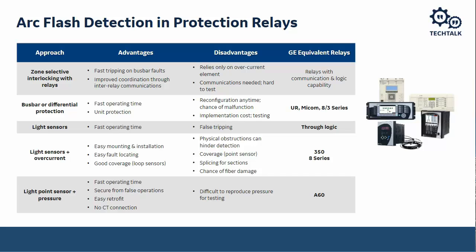Light sensors look for that initial light. They can see that light and operate quickly. Downside is that they can have false tripping if they're not supervised by anything. So we can supervise them with an overcurrent element. That makes them more secure, but there are additional sensors, so sometimes they are hard to place. The fiber optic cable is fragile. There are installations where they get broken because they're secured down too tightly. So it's a fragile piece of protection as opposed to using a differential. We're using the CTs, which are very robust.